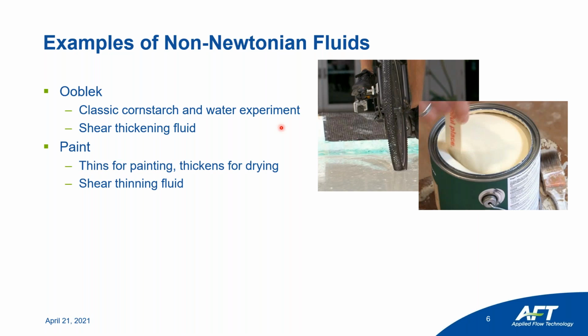Paint is another example of a non-Newtonian fluid. Paint is going to be thin as you're painting it, and then you want it to thicken while it's drying. So this is an example of a shear thinning fluid.